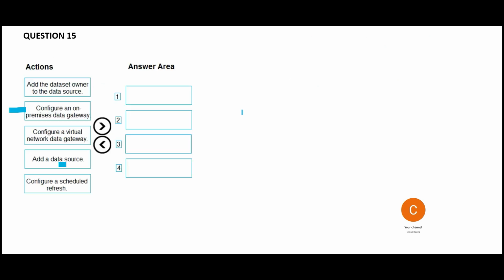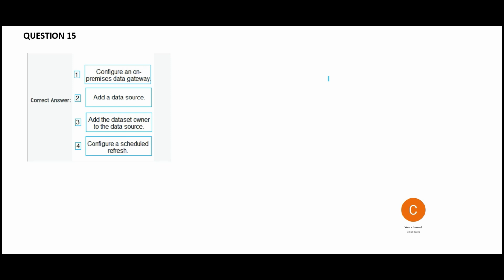Once you have done it, you will have to add a dataset owner to the data source. You will have to say who owns this dataset, and then once that is done, you will configure a scheduled refresh because you have to keep refreshing very frequently. So this would be our final answer. We would configure the on-premises gateway, add the data source, add the dataset owner, and configure a scheduled refresh.